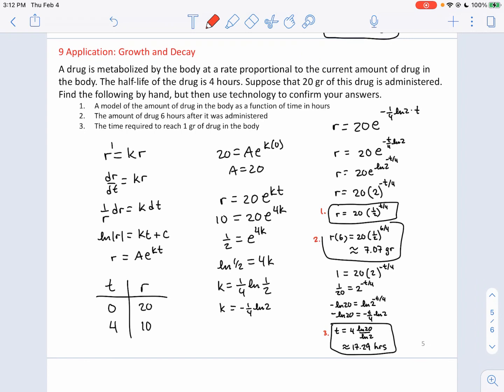And maybe the hospital decides that when the drug gets down to that amount, the patient is safe to be released from the hospital. So this model gives them the ability to know how long that might take. Okay, and that wraps up our discussion on growth and decay models.